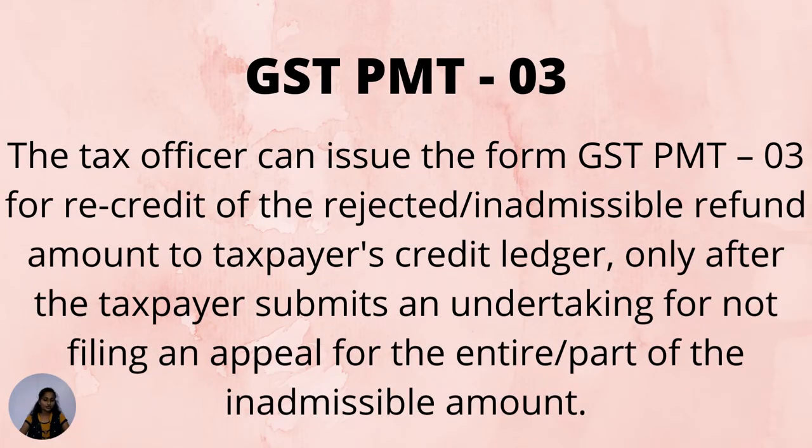Now let's see what is form GST PMT 03. The tax officer can issue the form GST PMT 03 for recredit of the rejected or inadmissible refund amount to the taxpayer's credit ledger only after the taxpayer submits an undertaking for not filing an appeal for the entire part of the inadmissible amount. GST PMT 03 is a form which is used by a tax officer to recredit the amount in the electronic credit ledger of the taxpayer which is rejected.